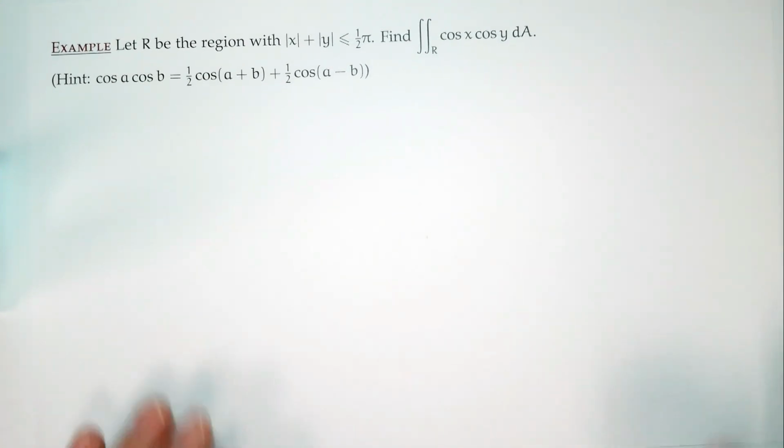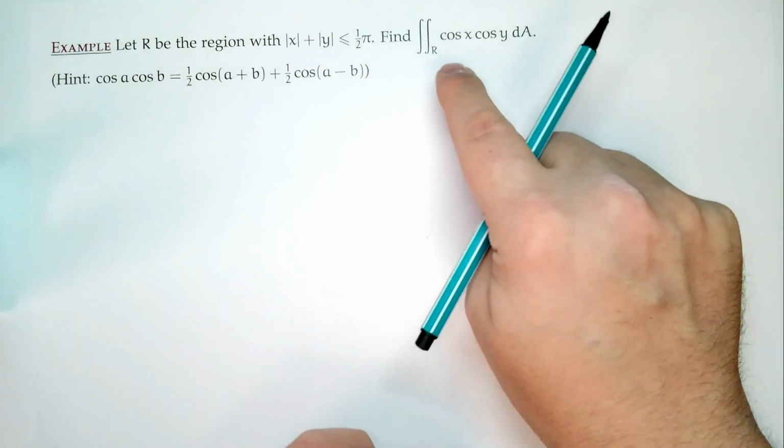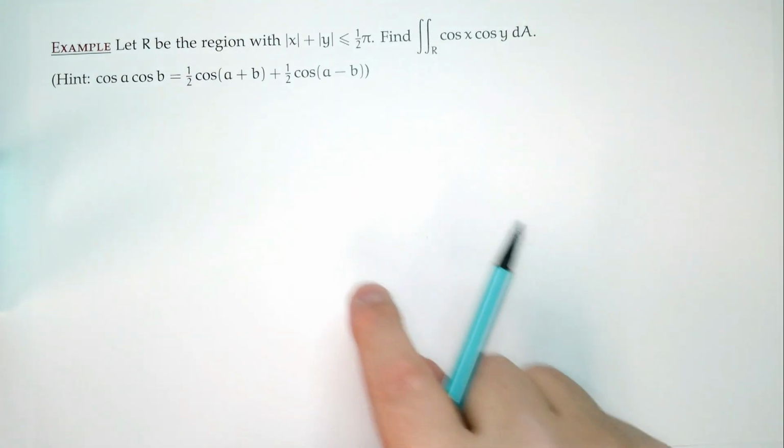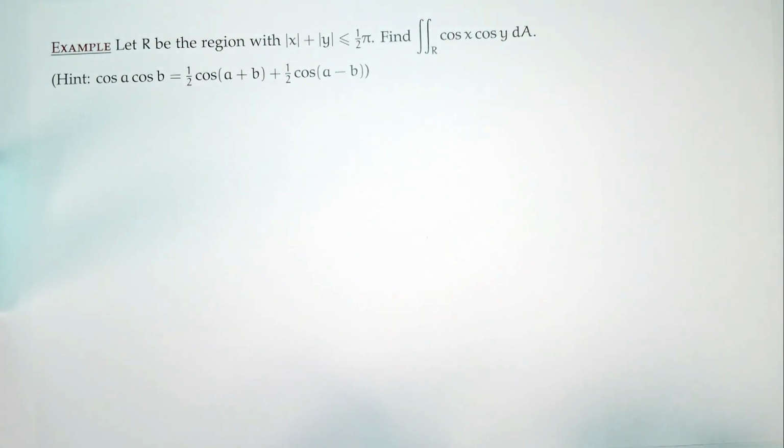So let R be the region with the absolute value of x plus the absolute value of y less than or equal to 1/2 pi. Find the integral over this region of cosine x cosine y dA. And it says, oh, there's a hint. Now, I don't know why we need the hint, but okay. That's all right. We'll get back to that in a second.